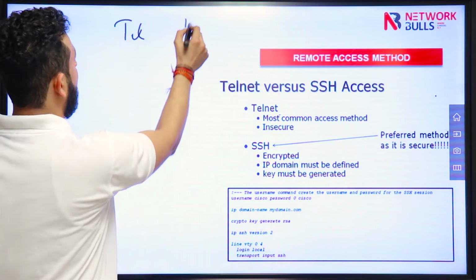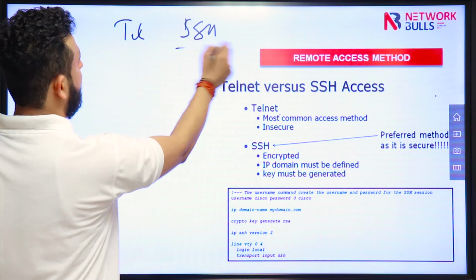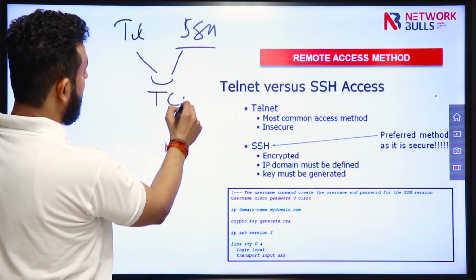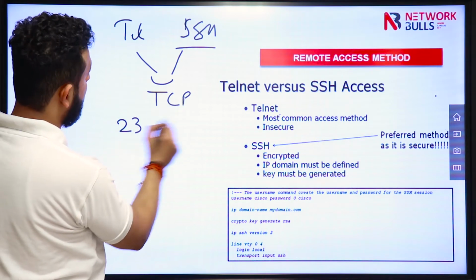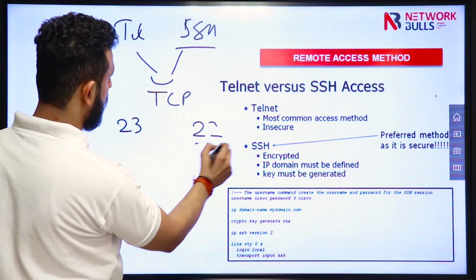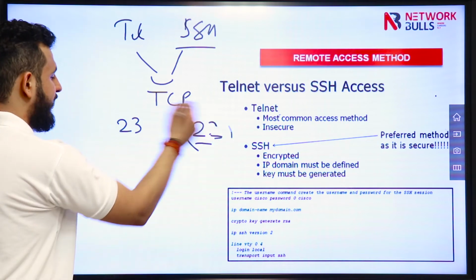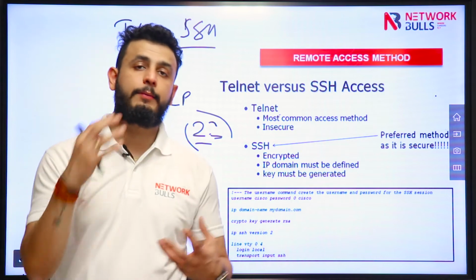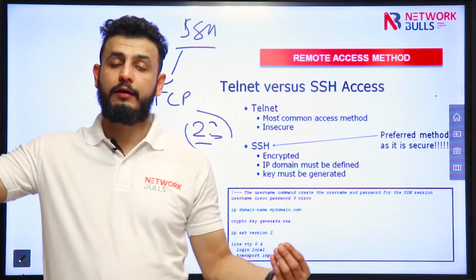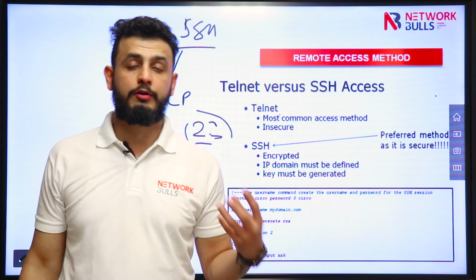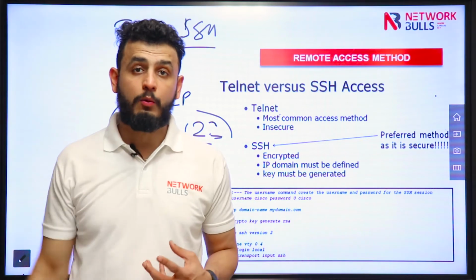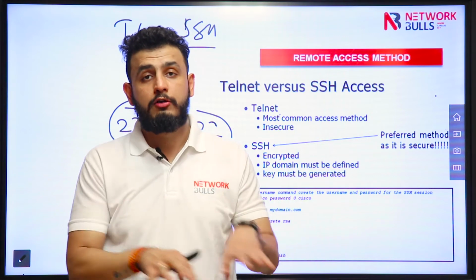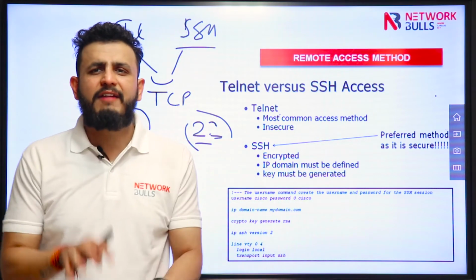Telnet and SSH. SSH stands for Secure Shell. Both are TCP based protocols. Telnet uses port number 23, SSH uses port number 22. But the only difference between the two is, in case of Telnet, the communication which is happening between the end device and the networking device, your computer and router, your computer and switch, your computer and firewall, whatever device you are accessing.